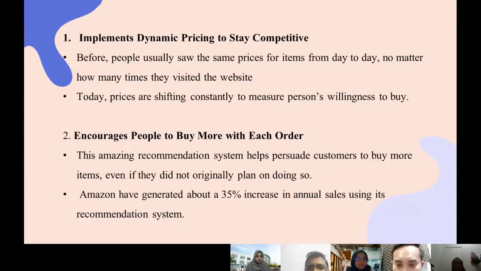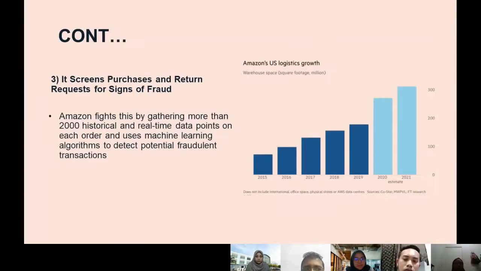Second, it encourages people to buy more with each order, where the recommendation system helps persuade customers to buy more items, even if they did not originally plan to do so. Amazon has generated about a 35% increase in annual sales using its recommendation system. And third is screening purchase and return requests for signs of fraud.